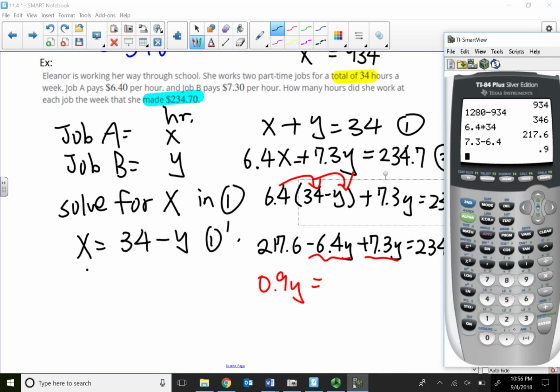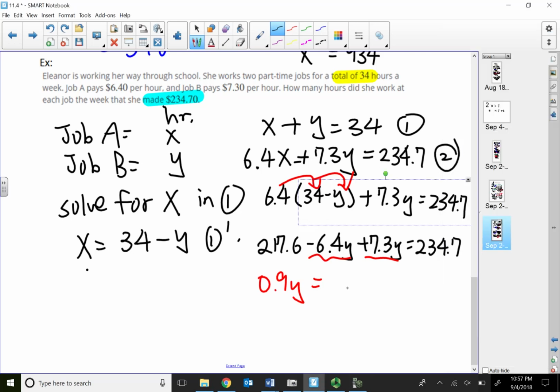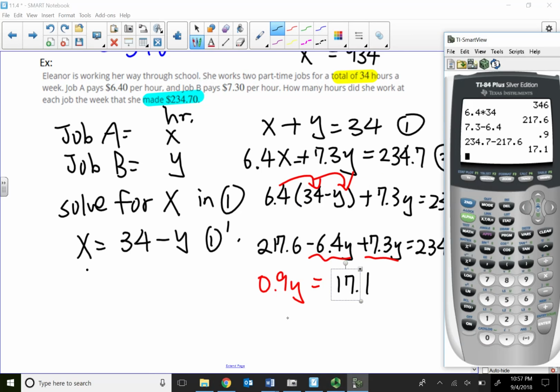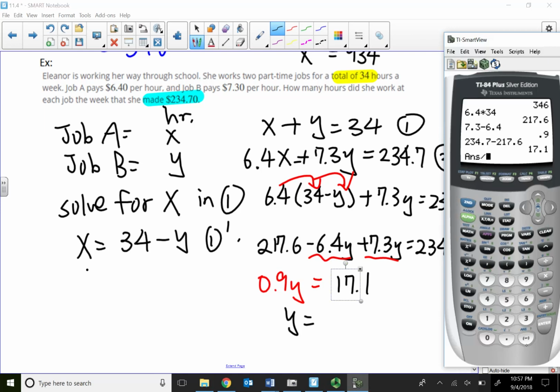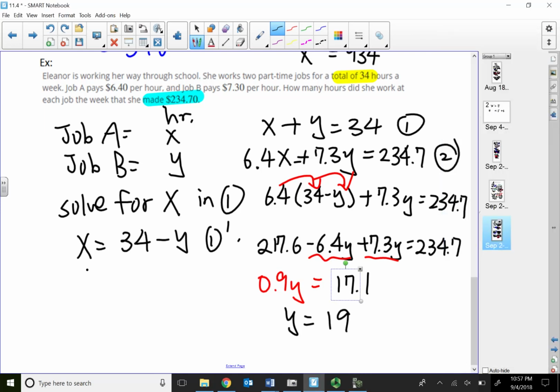So that's 234.7 minus 217.6. That's 17.1. Is that right? Yep. Divide both sides by 0.9. My answer: 19 hours. So y is job B, 19 hours.